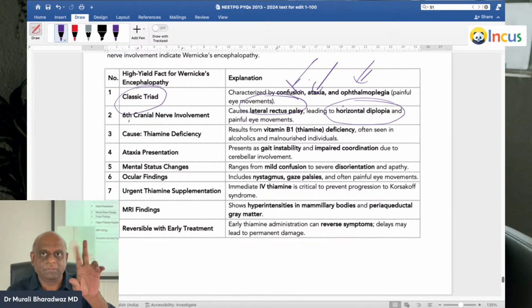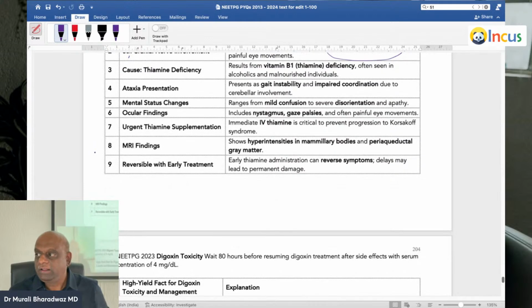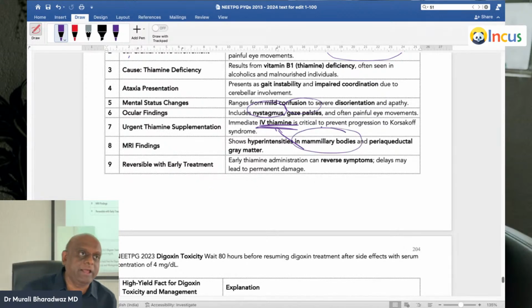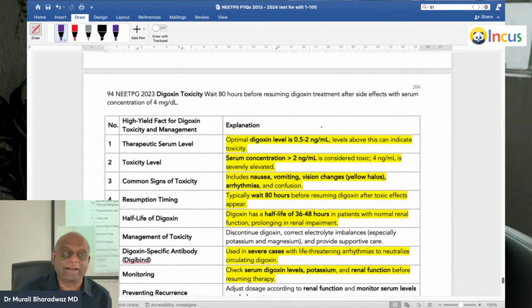There will be diplopia, you see double. Because of this, ataxia, there is difficulty in walking. There will be nystagmus, gaze palsy, and you treat with IV thiamine. And if you do an MRI, where do you find hyperintensity, doctor? Mammillary bodies and periaqueductal gray.